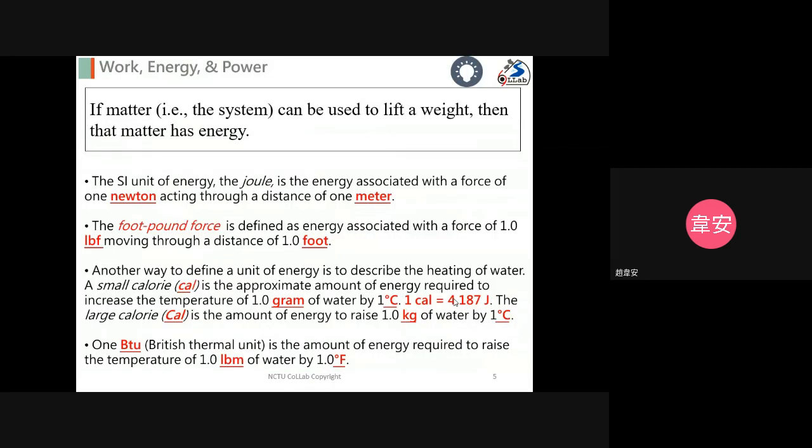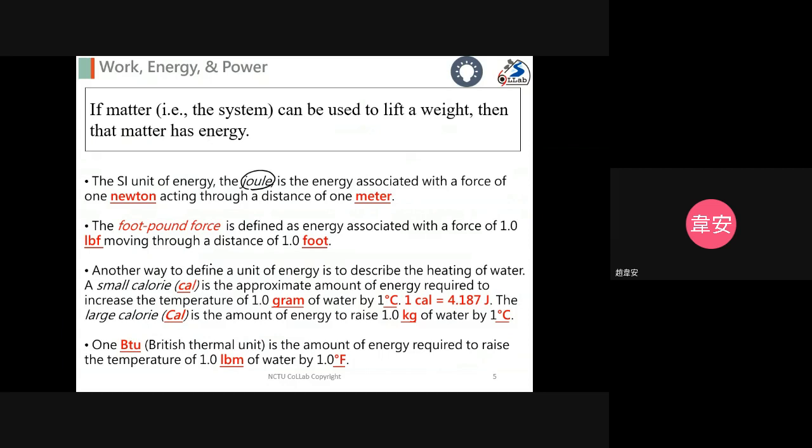So this slide just summarizes all the units which are widely applied to the problems. So what is work? Work also indicates energy. This is the very normal unit for energy. We call that power. That means the energy associated with a force of 1 Newton acting through a distance of 1 meter.